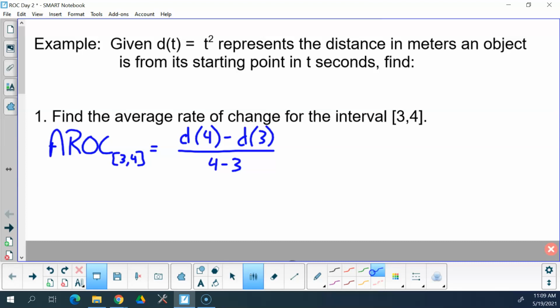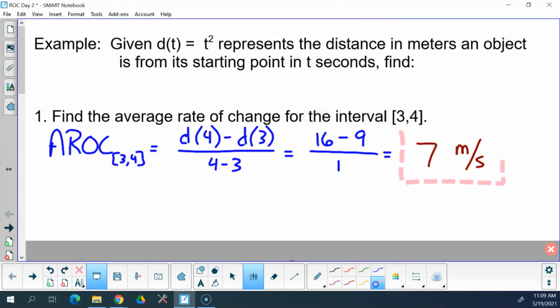So d of 4, that's going to be 16. D of 3, that's going to be 9. 4 minus 3 is 1, so I get here that the average rate of change is 7 meters per second. Would you concur?